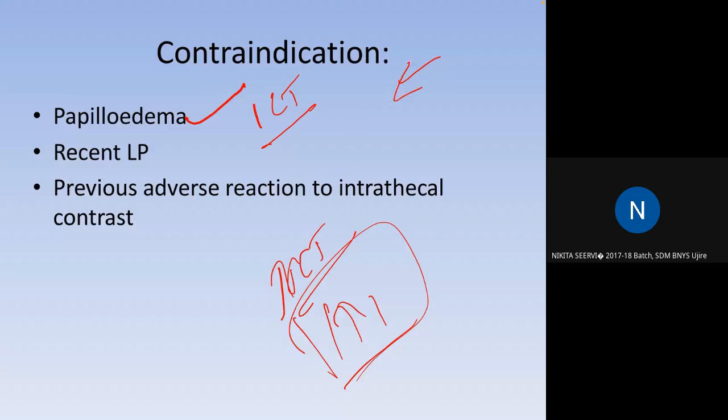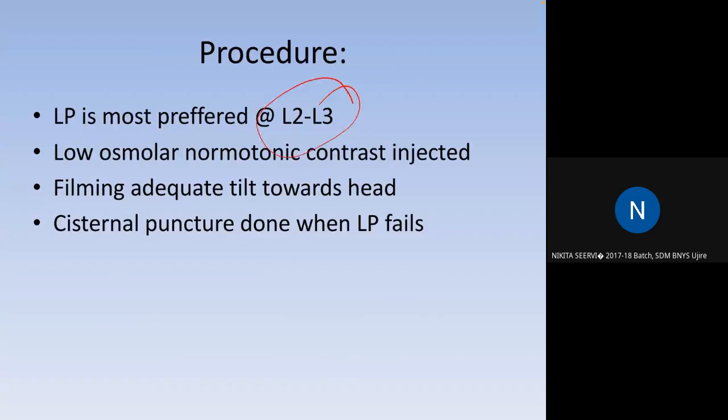So you don't do a myelography when there is papilledema, and when you have done a recent LP, because the sheath covering the spinal cord is not yet fully healed, and if there were previous reactions, you don't do a myelography. Somebody told me you enter at L2, L3, low osmolar, normotonic.